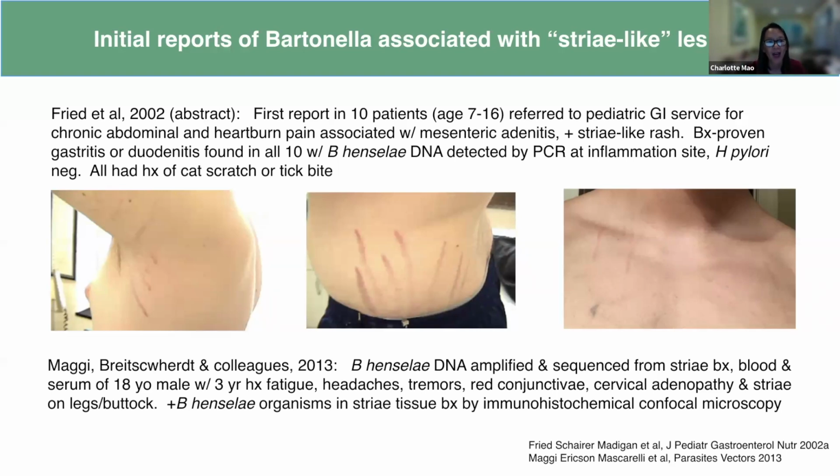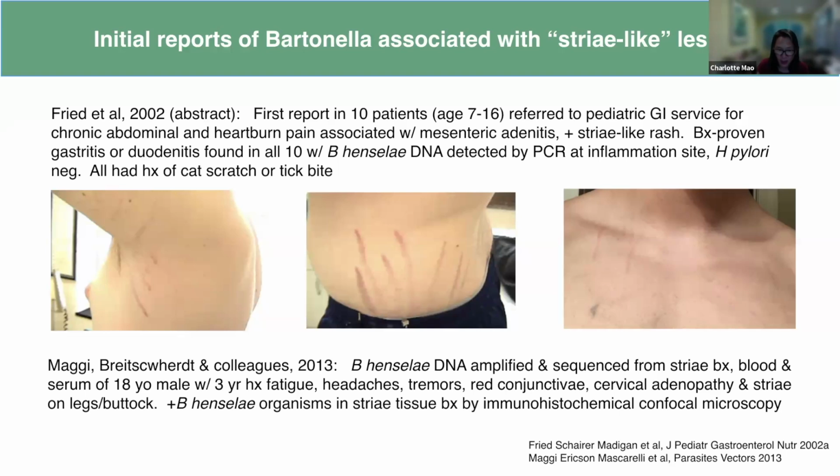They were first described, in fact, by a pediatric gastroenterologist, Martin Fried, back in 2002 in a conference abstract. You can see some photos here from some of these patients who were referred for chronic abdominal and heartburn pain that was associated with mesenteric adenitis and this striae-like rash. Interestingly, Bartonella henselae DNA was found by PCR at endoscopic biopsies of gastritis or duodenitis sites of inflammation, while H. pylori testing was negative. This was somewhat part of, I would say, popular lore for about a decade.